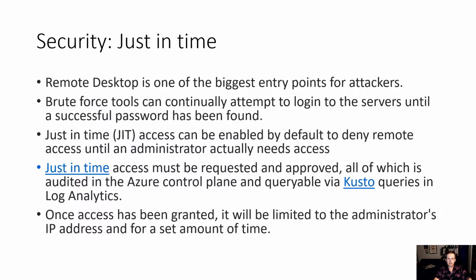Remote desktop is a big entry point for attackers. Just-in-time allows us to deny all remote access until an administrator actually needs it. So there's a link to just-in-time in here. You can go into the Azure Control Panel and enable just-in-time, go into RDP, do whatever you need to do to the VM, and then shut down access again. And that will go a long way to closing a well-known vulnerability.